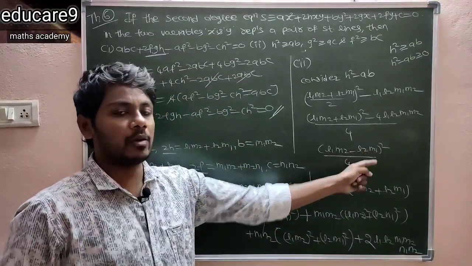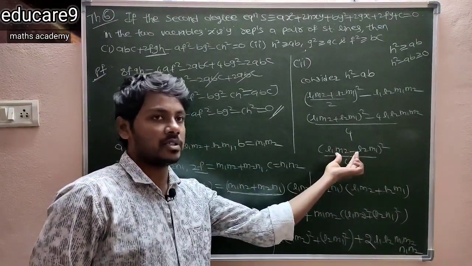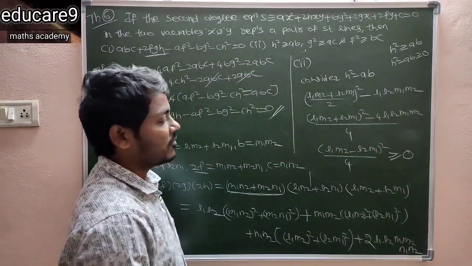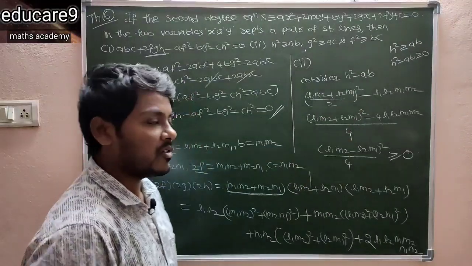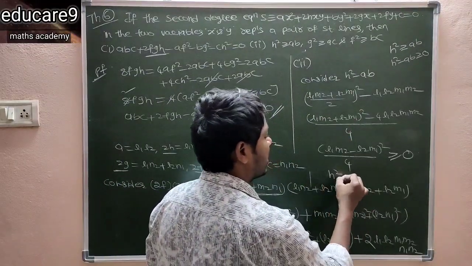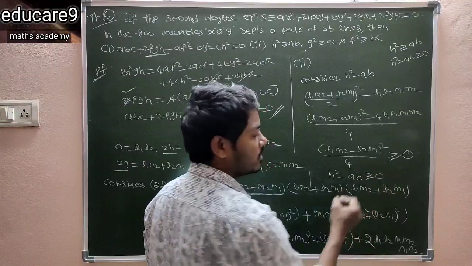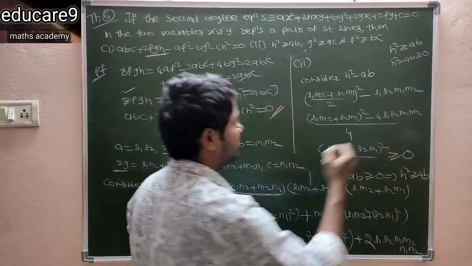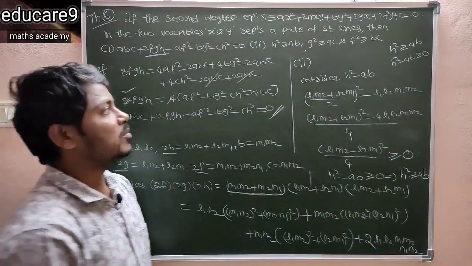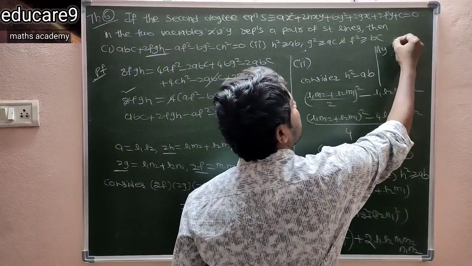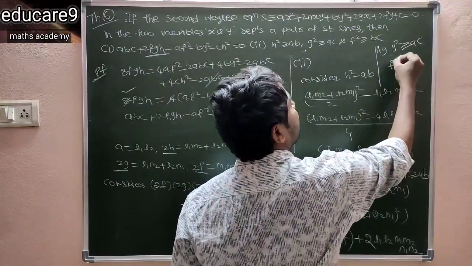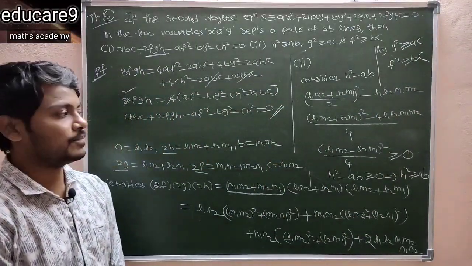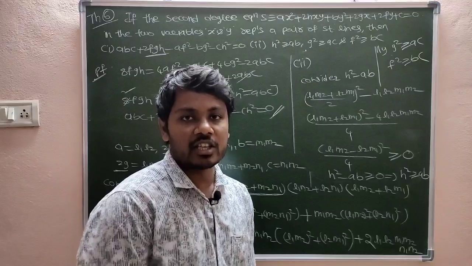So clearly, this is a square term only. If you put in any value, you will get a positive value only. Therefore, h square minus ab is greater than or equal to 0. So from this, h square is greater than or equal to ab. Similarly, g square is greater than or equal to ac, and f square is greater than or equal to bc. So this is the second one. For the next session we will discuss more problems.